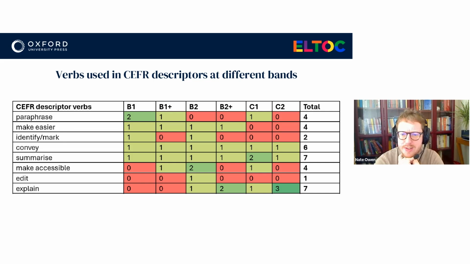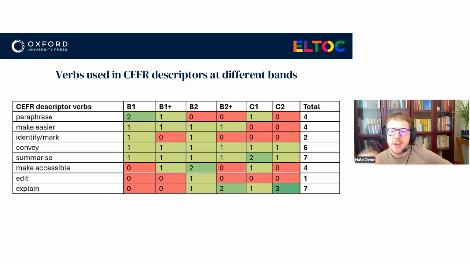So when we started looking at these descriptors and thinking, well, how does this relate to what we want to assess? We looked at all these verbs, and again, these verbs are perhaps familiar to you. So we've got paraphrase, make easier, identify, convey, summarize, make accessible, edit, explain. So these are all descriptors from the mediation components of the CFR. And as you can see, we only looked at B1 through to C2. And some of these language proficiencies seem to exist across the CFR, whereas others are very much centered on a few specific levels of the CFR.